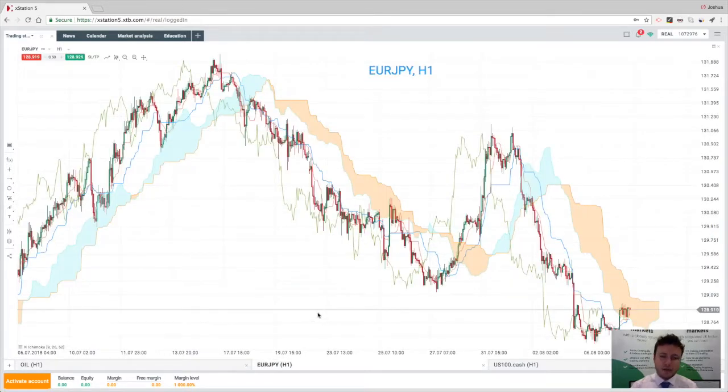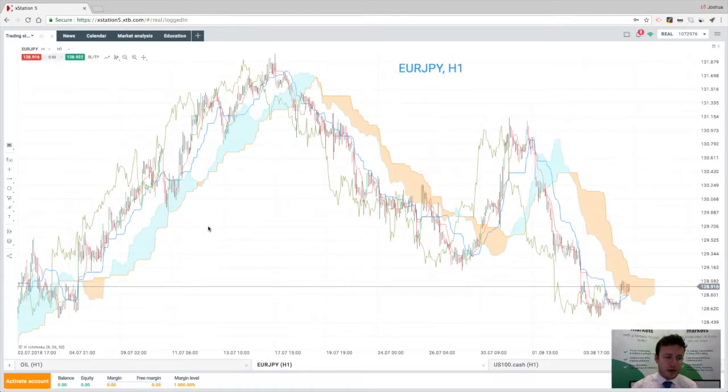These Ichimoku clouds always work best on trending markets, so I find commodities, oil in particular, can work quite well on this on an hourly time frame, and also yen crosses. You can use shorter time frames, but I find anything shorter than an hour, you do get more false signals and it's not quite so clear.